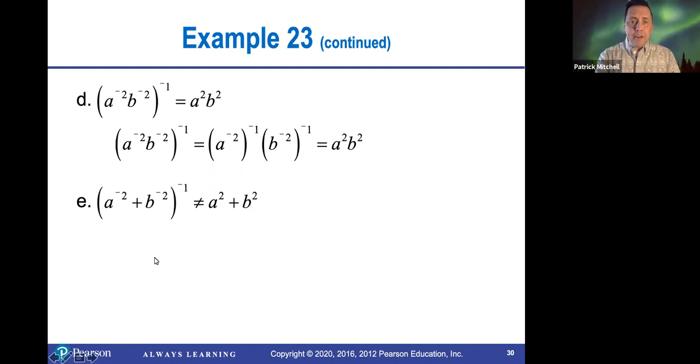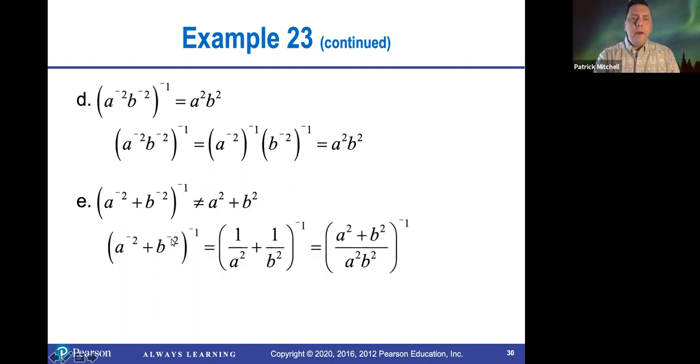And this is a common mistake that algebra students make. They want to say that this is equal to this. I wish it was. That would make life a lot simpler, right? But in fact, the negative 1 power of a to the negative 2 plus b to the negative 2 is the negative 1 power of 1 over a squared plus 1 over b squared. And then adding these fractions, getting common denominators, you would get a squared plus b squared over a squared b squared. And that would be to the negative 1.